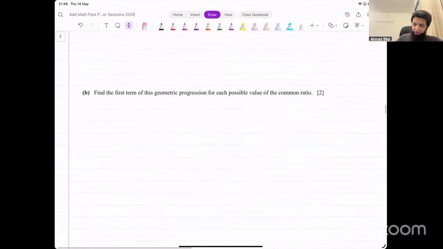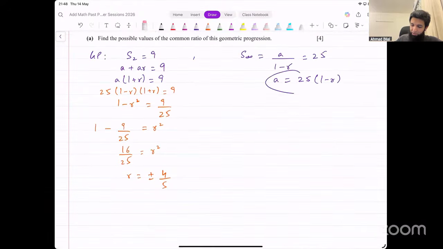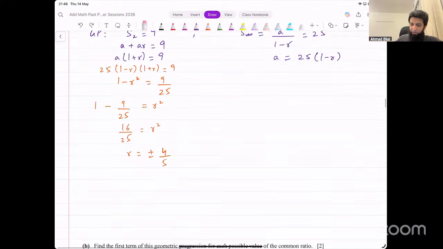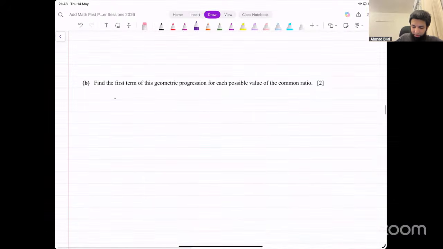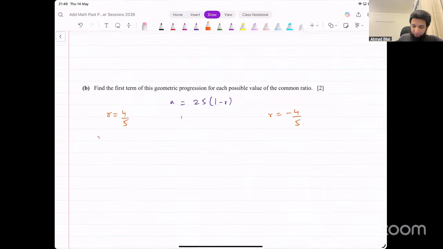First term. So we just have to find the value of A now. What's A? We can either use this equation or the other one. What does that give us? A equals 25 into 1 minus R. Let's input that there. Let's input those values of R. R equals 4 over 5 or R equals negative 4 over 5. What values of A do we get from this?